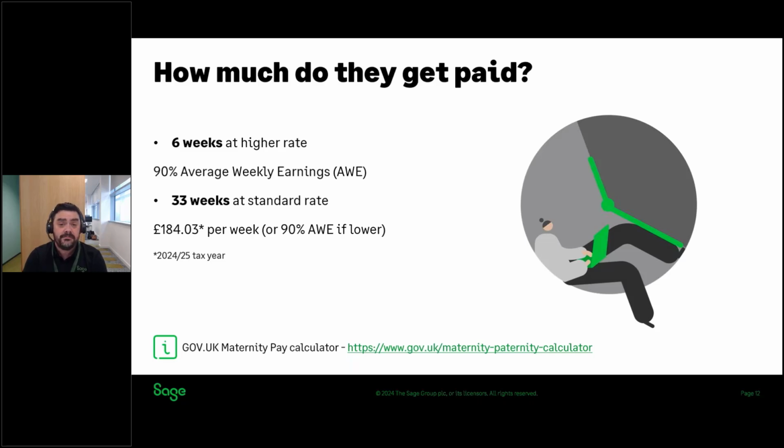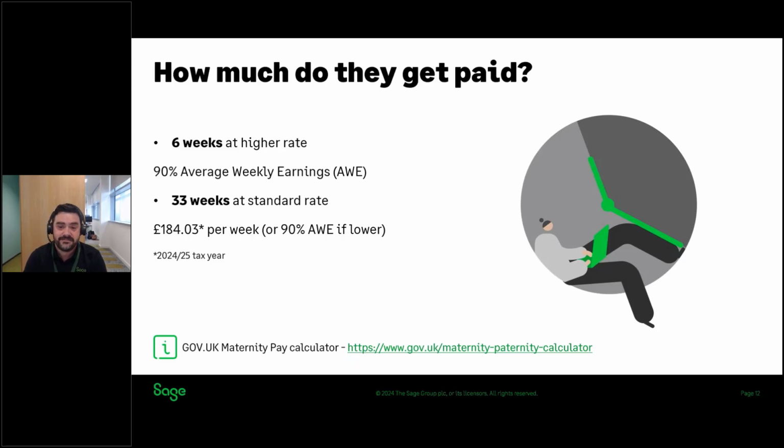Now that is either £184.03 per week for the current tax year, or 90% of average weekly earnings if that's lower. So some employees, perhaps they're part-time, their earnings aren't as high, might get the same rate for all 39 weeks. It might just be 90% of average earnings. But for most employees, they get that higher rate, which is 90% of average, and then it drops down to a standard rate, £184.03 per week, and that will usually increase more often than not at the start of each tax year.